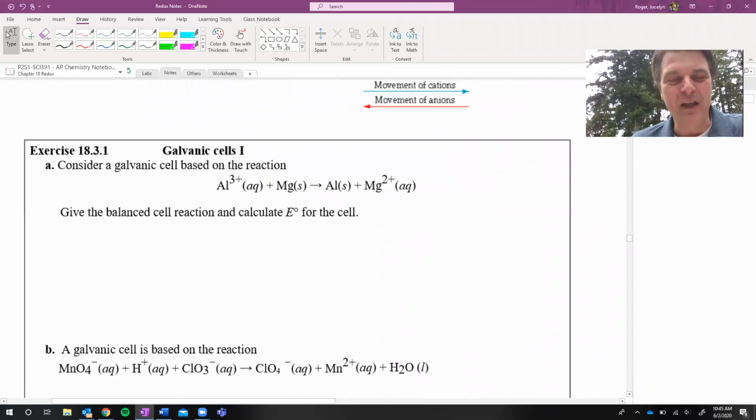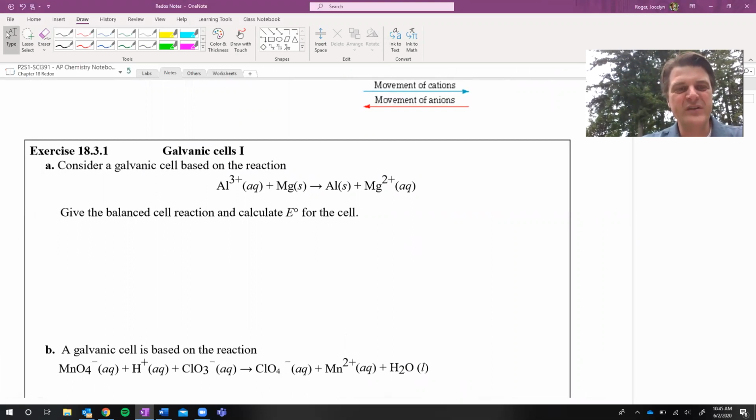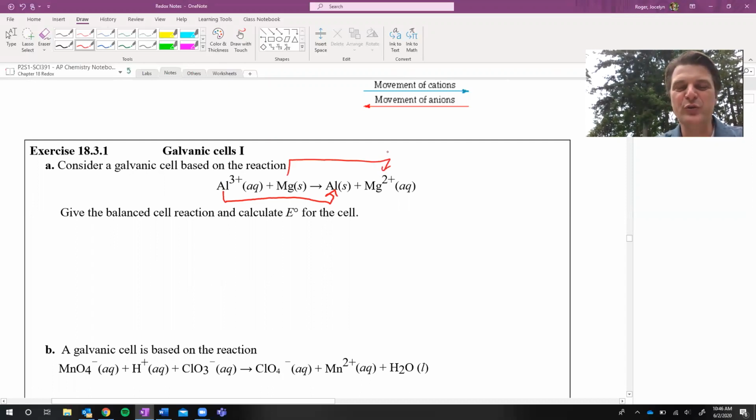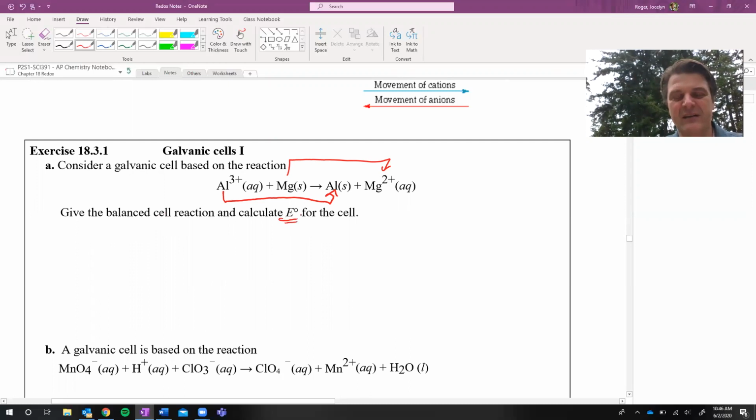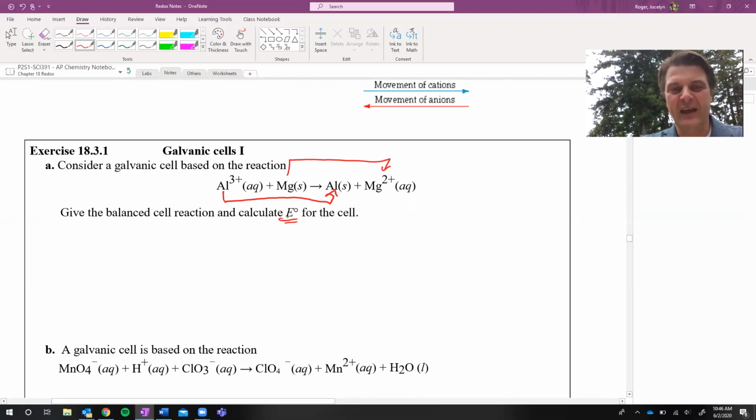Example 18.3.1. We see this reaction, Al3+ and on the other side Al, and we have magnesium to Mg2+. These are our two half reactions. What we need to do is have the balanced cell, and we're going to calculate the E0. This is the cell potential, and this is the voltage that's generated.